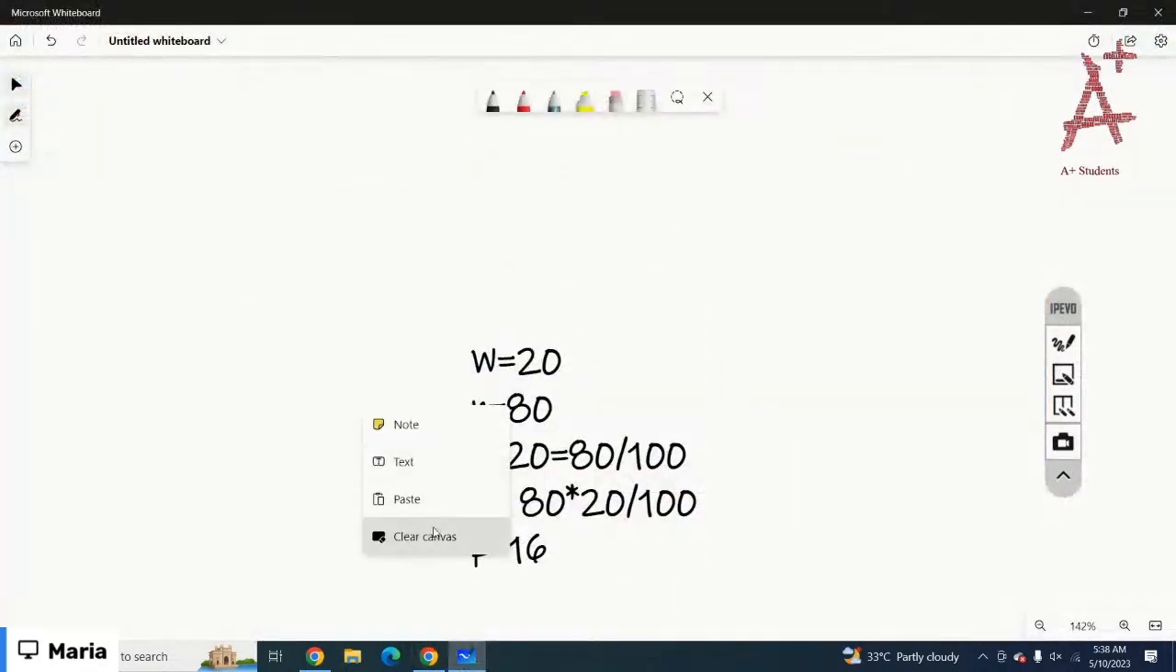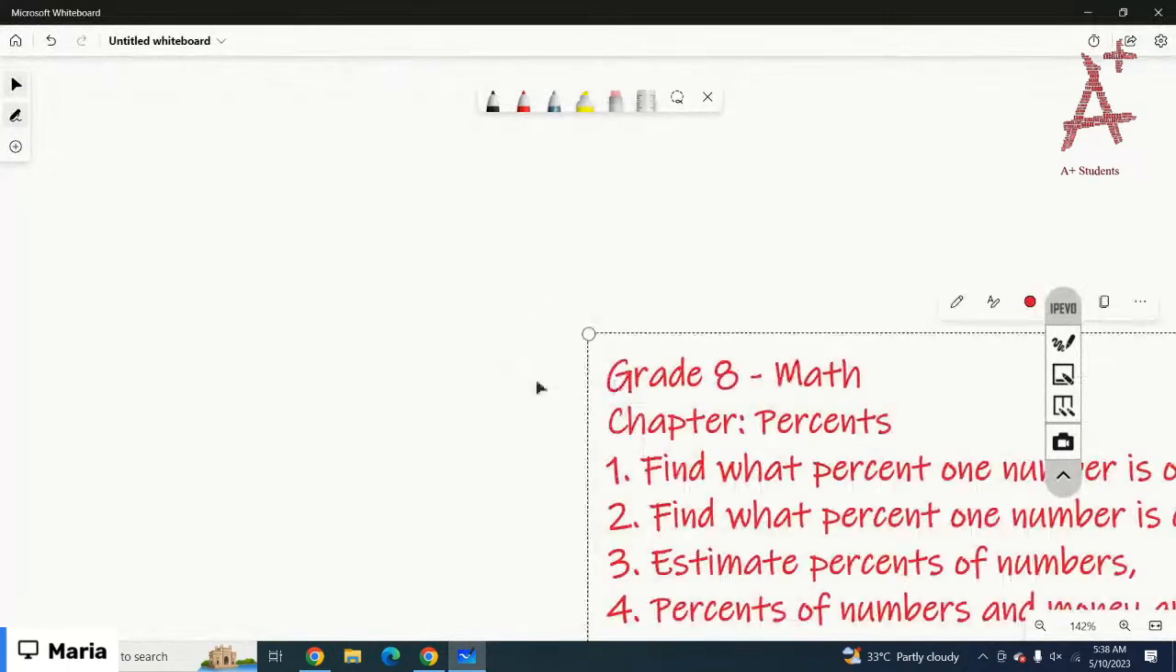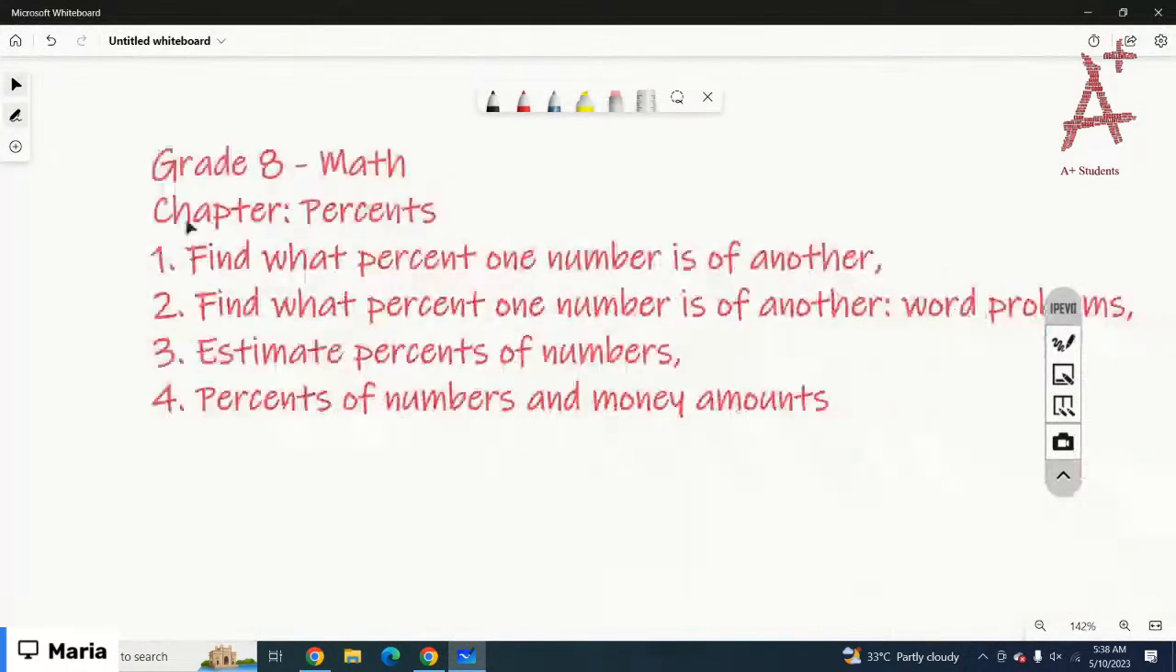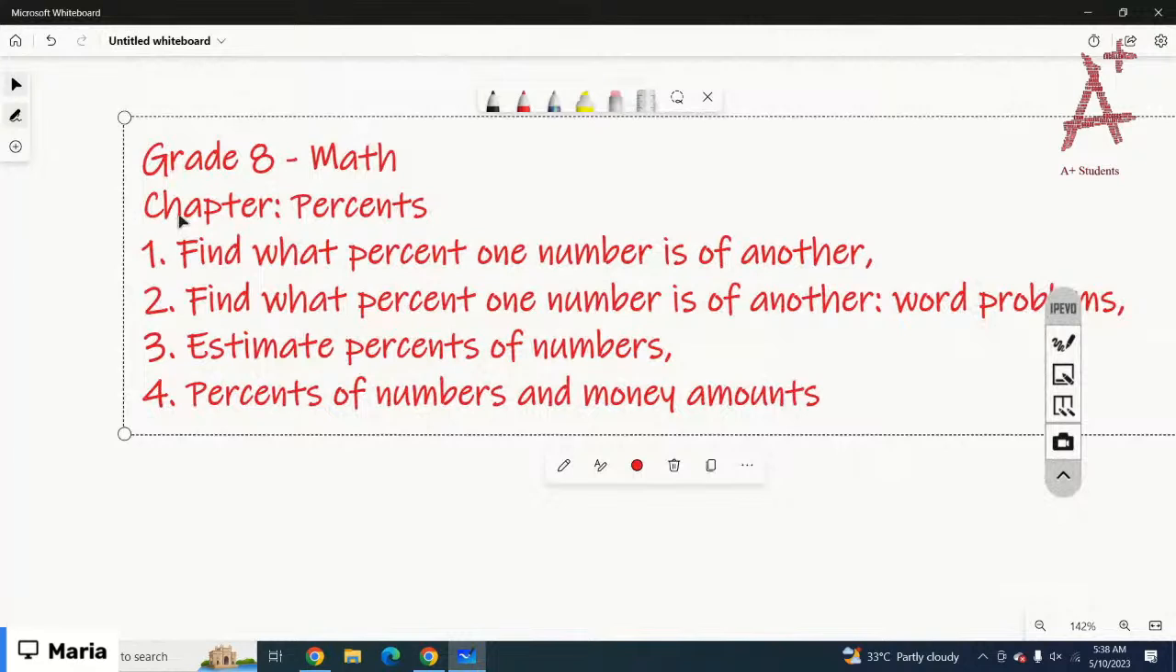So we are working on grade 8 maths. The chapter we're working on is percents, and the lessons we have covered today are: find what percent one number is of another, find what percent one number is of another word problems, and estimate percents of numbers and money amounts. Please make sure before the next session you complete all the questions for the lessons we did today.